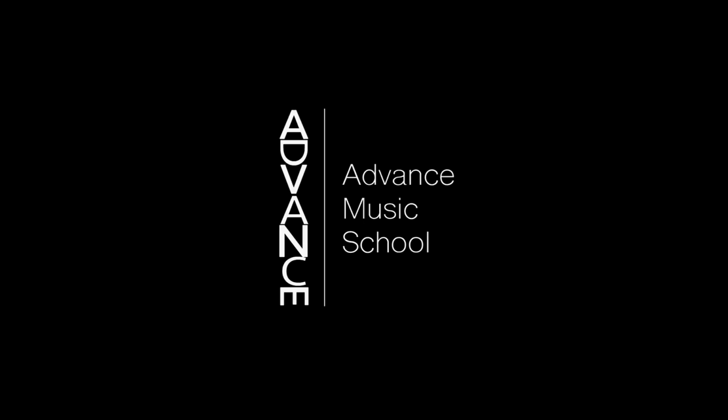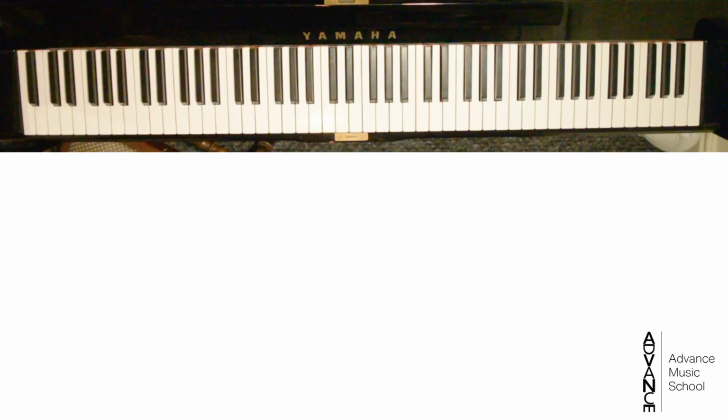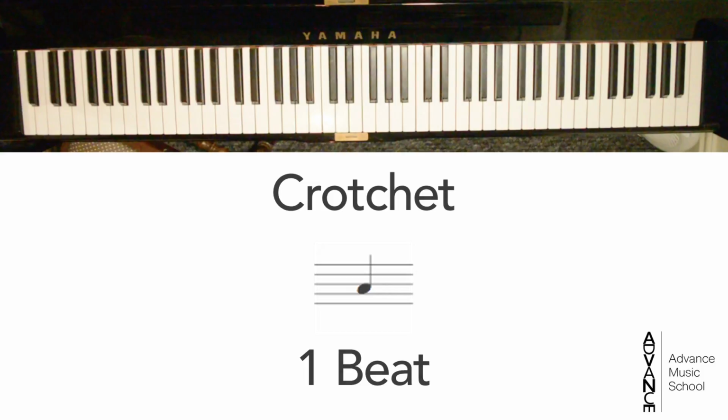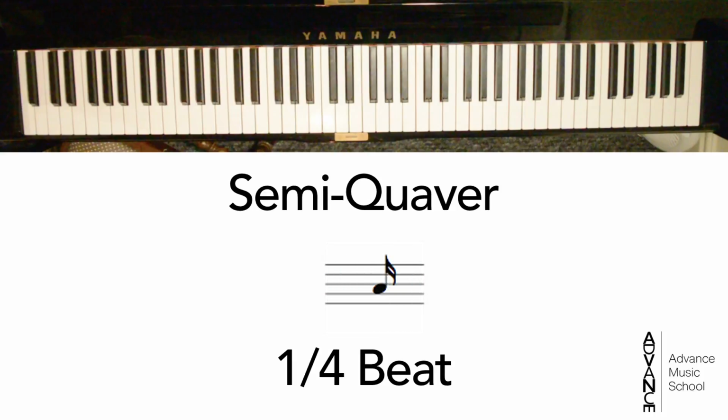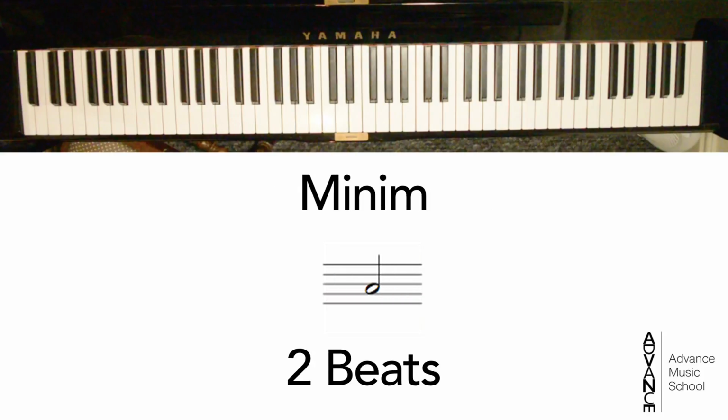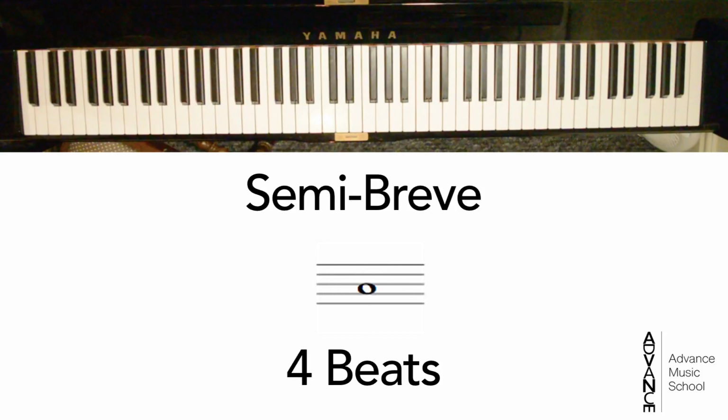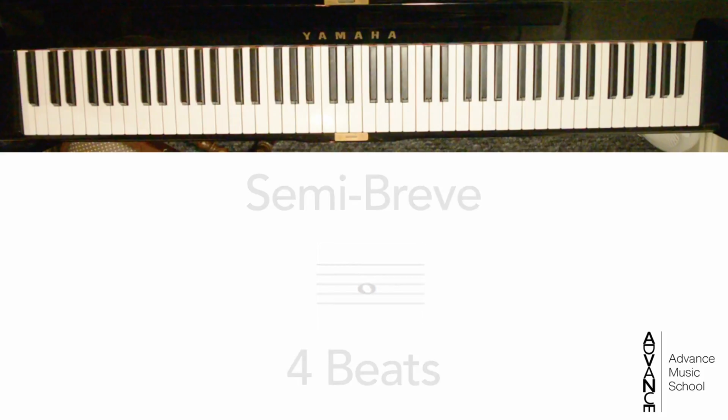Depending on how the note looks tells us how long the note lasts. A 1 beat note looks like this. It has a stick, and we call a 1 beat note a crotchet. A note that has a stick and a tail is a half beat note, and this is called a quaver. A note with 2 tails is a quarter beat note, and is called a semi-quaver. A note with a stick that isn't coloured in is a 2 beat note, and is called a minim. And a note that has no stick and isn't coloured in is called a semi-breve, which lasts 4 beats.